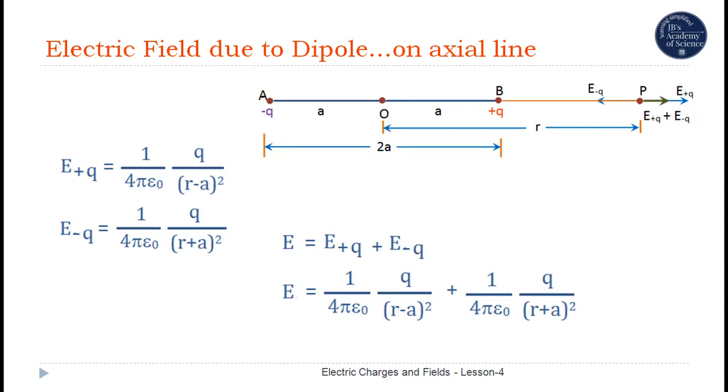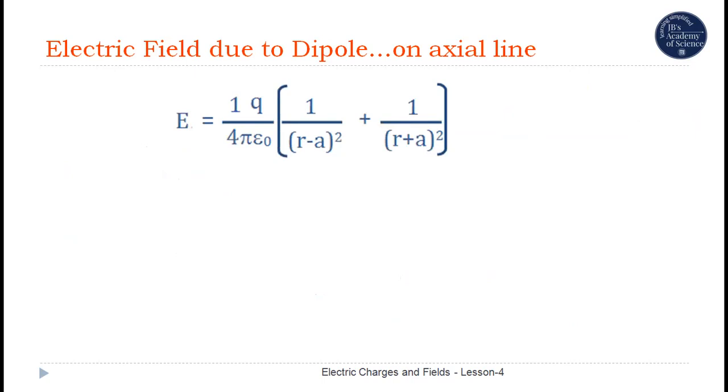Now what is the direction of E plus q and E minus q? E plus q is away from the charge. The blue arrow indicates the direction of E plus q. E minus q is towards the charge. E minus q, the blue arrowhead shows the direction of the electric field, E minus q. Now, the resultant field E is equal to 1 by 4 pi epsilon 0 q divided by (r minus a) whole square plus 1 by 4 pi epsilon 0 q divided by (r plus a) whole square.